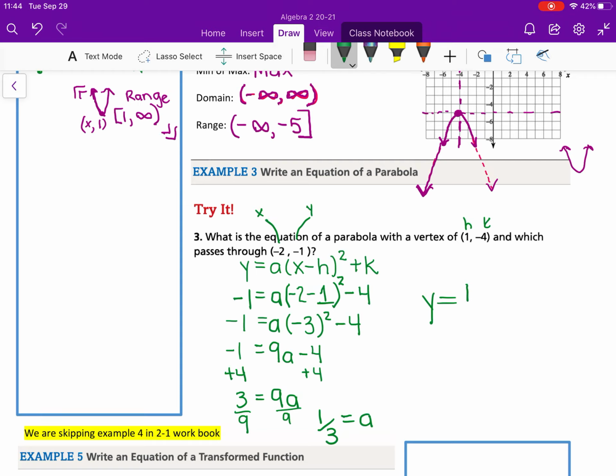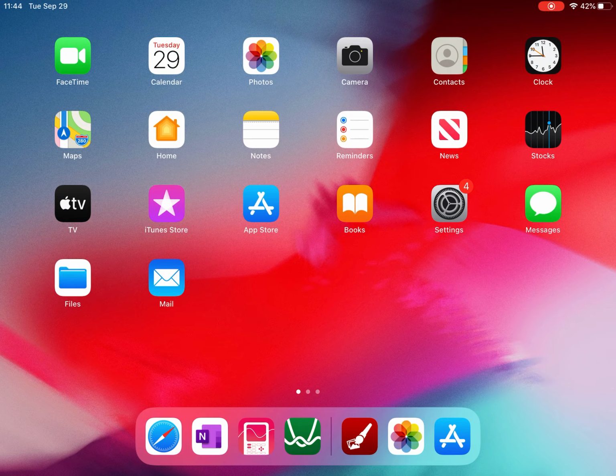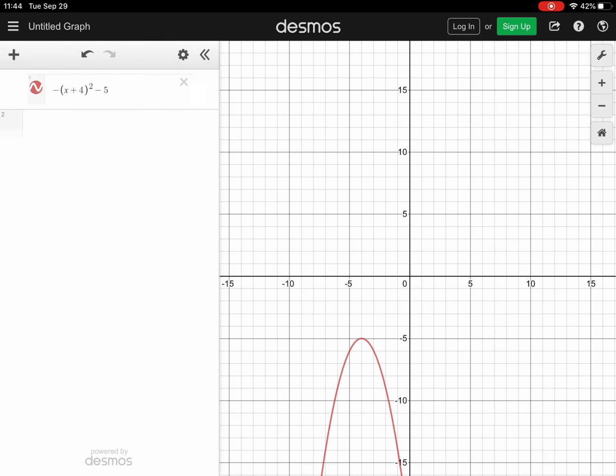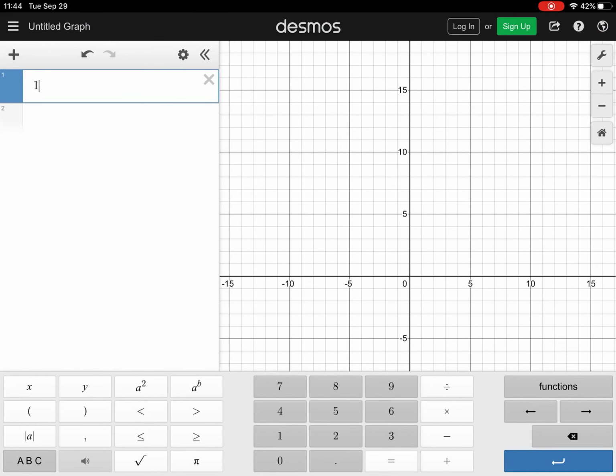Let's say y. Y equals, well, what is a? We just found a is 1/3. And then x minus h, so x minus 1, because h was there. And then -4 for k. This is my answer. How do I check my answer? Like, what do I do to check it?